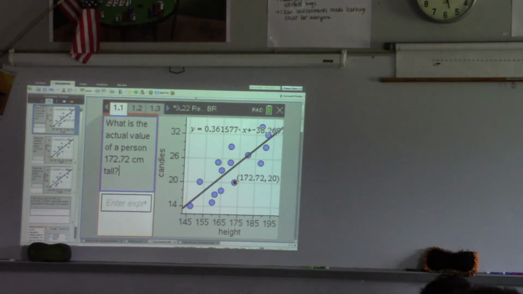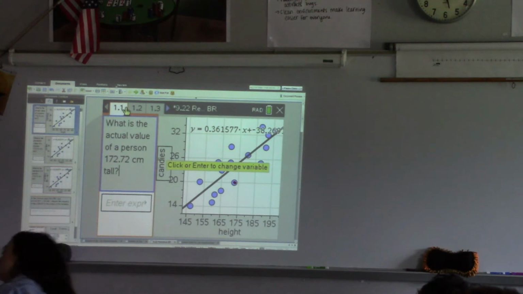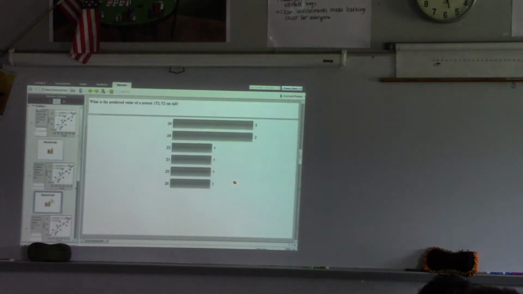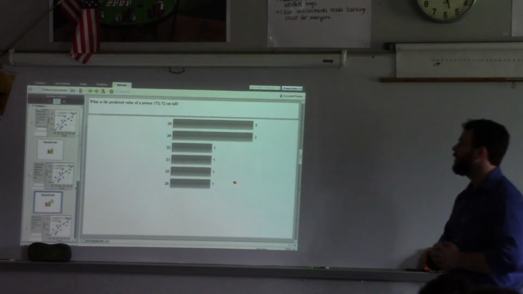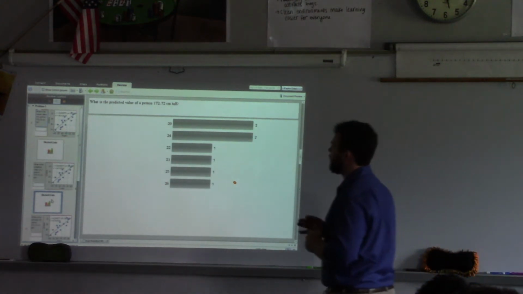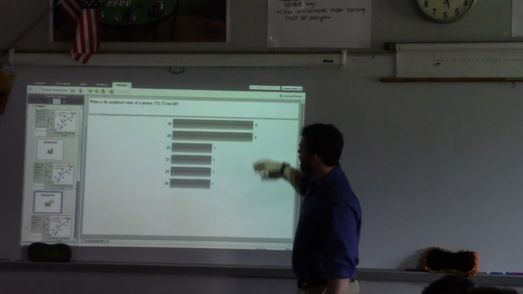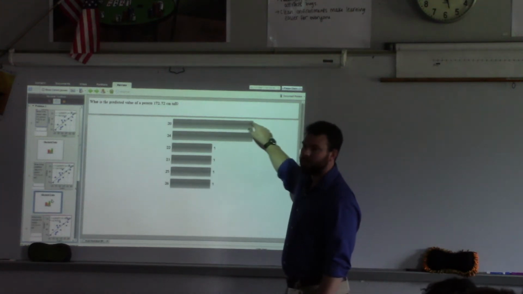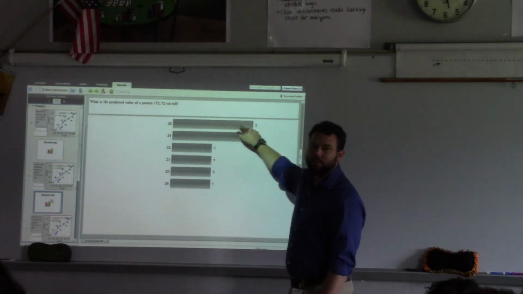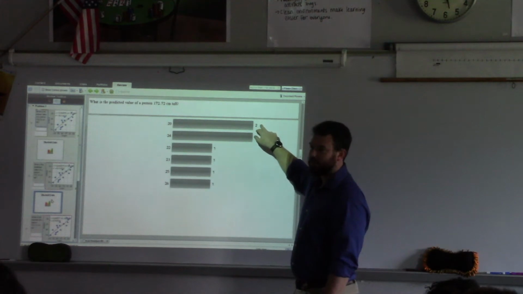Okay. This is important, the next part. This is the harder part for a lot of students. What is the predicted value of a person 172.72 centimeters tall? 25. So I see 20 up here. What is someone looking at if they said 20? The actual value.